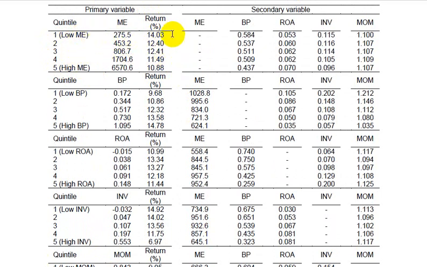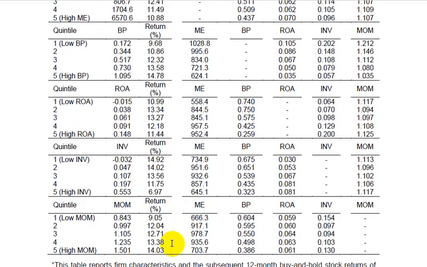For instance, smaller companies tend to outperform larger companies. Value companies tend to outperform growth companies. More profitable companies tend to outperform less profitable companies, although we sort of have a U shape here. Companies with lower investment rates tend to outperform companies with higher investment rates, and past winners tend to outperform past losers.